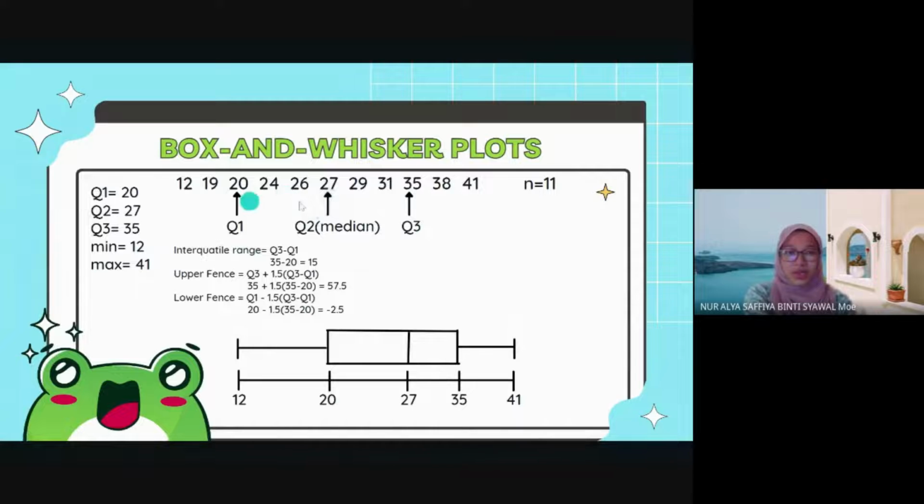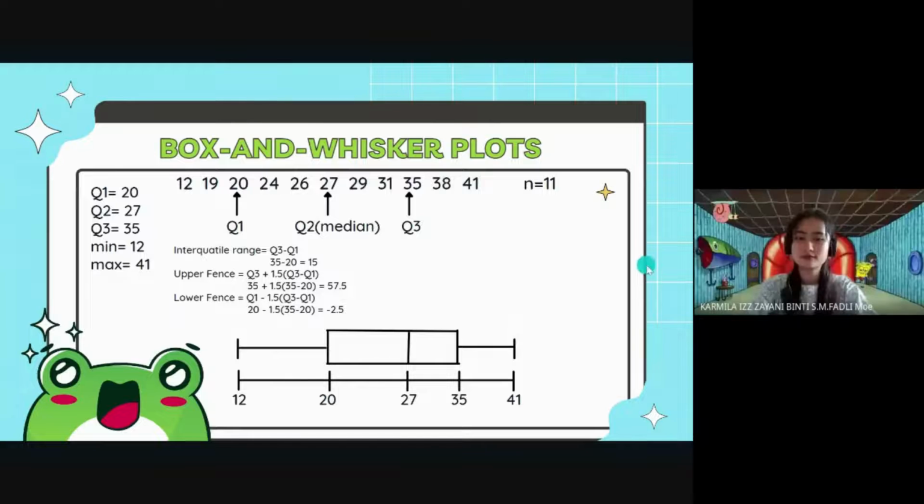For Q1, we just take the data before Q2 and find the middle of that set of numbers. We can find the Q1 and the Q3. After the Q2, we just find the middle of that set of data. This is Q3. Oh, okay.